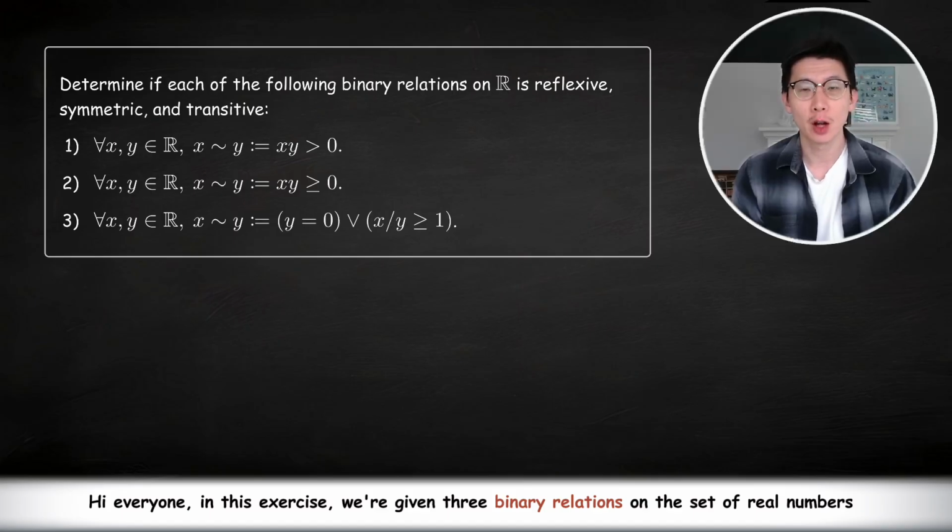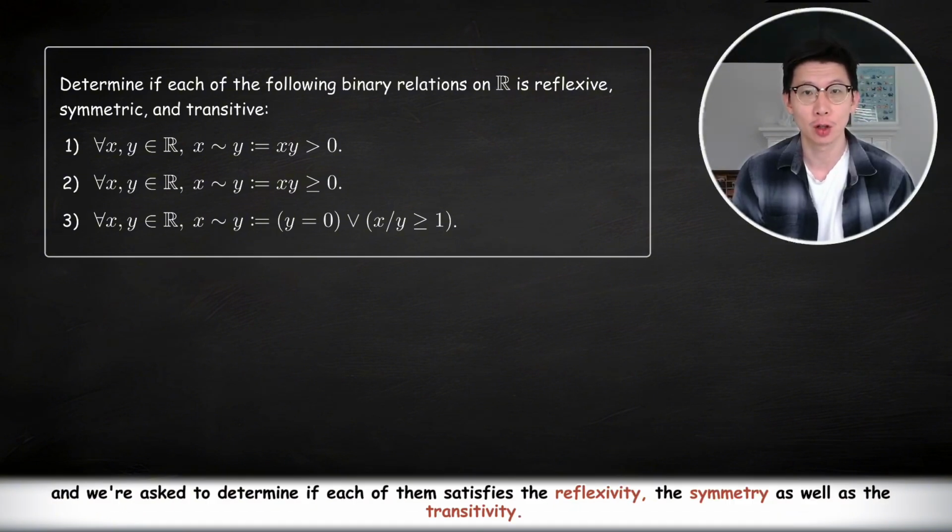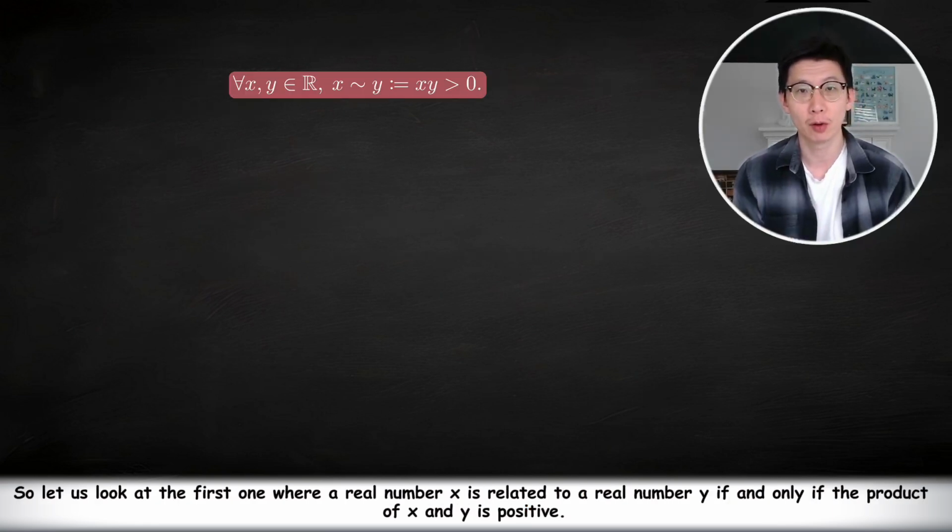Hi everyone, in this exercise, we're given three binary relations on the set of real numbers, and we're asked to determine if each of them satisfies reflexivity, symmetry, as well as transitivity. So let us look at the first one, where a real number x is related to a real number y if and only if the product of x and y is positive.